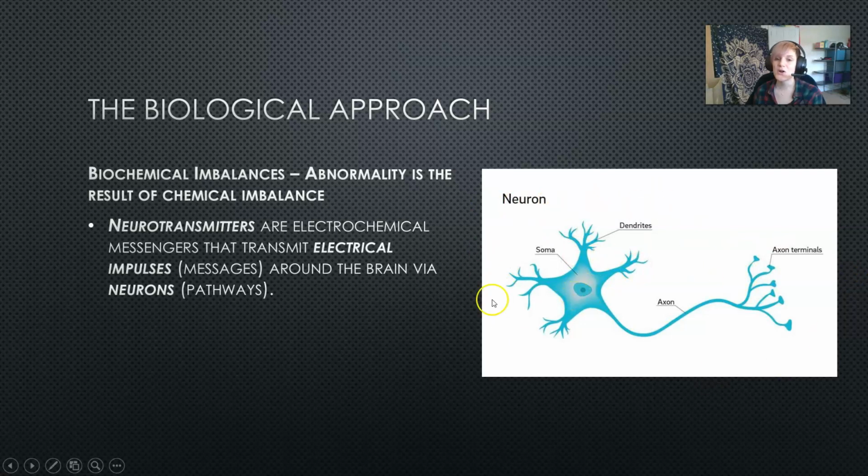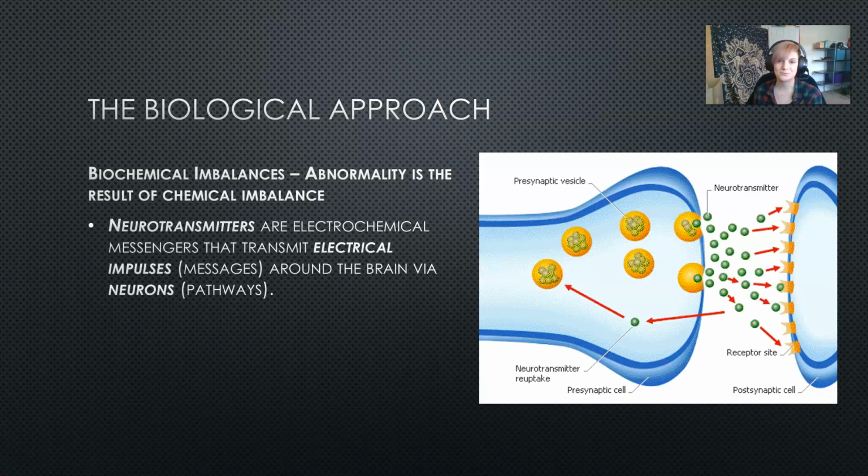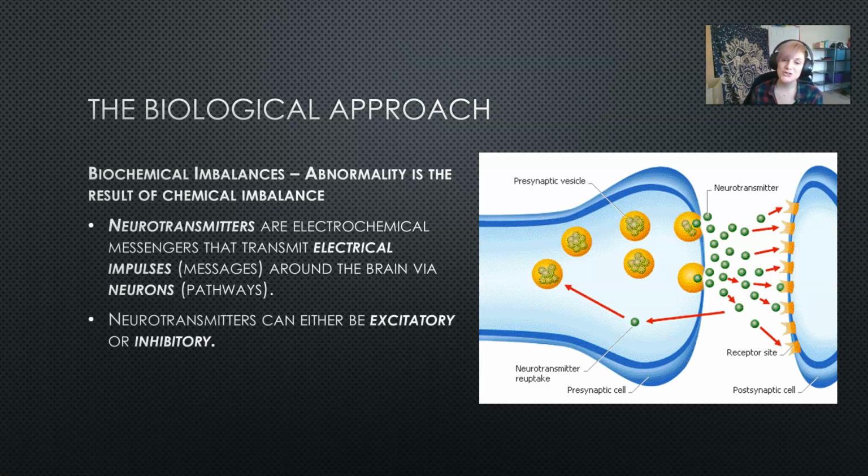So this is one neuron, but you have billions and billions in your brain, and they all connect to each other via these dendrites, they're called, at the end of the neuron. You don't need to know too much about that right now. Now, neurotransmitters can be either excitatory, which means they are more likely to send an electrical impulse down the neuron, or inhibitory, which means they are likely to reduce the electrical impulse going down the synapse.